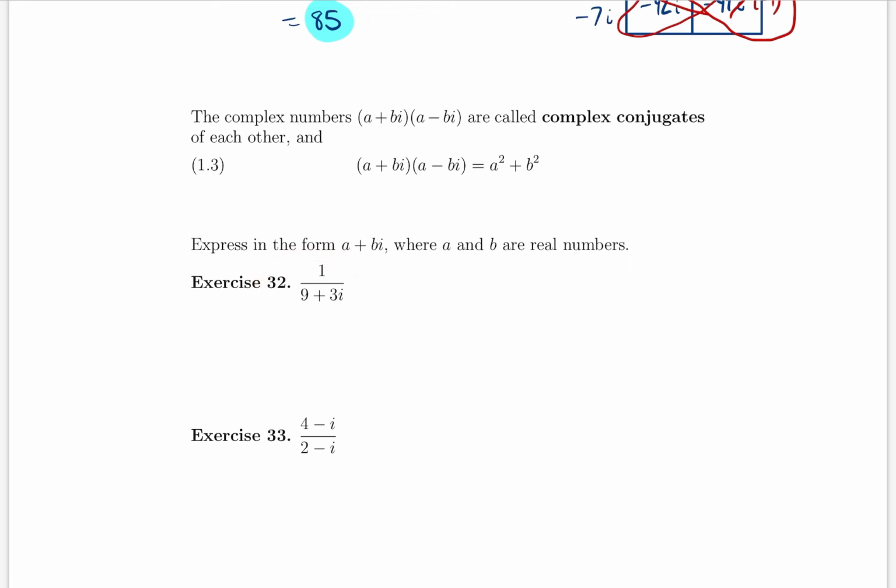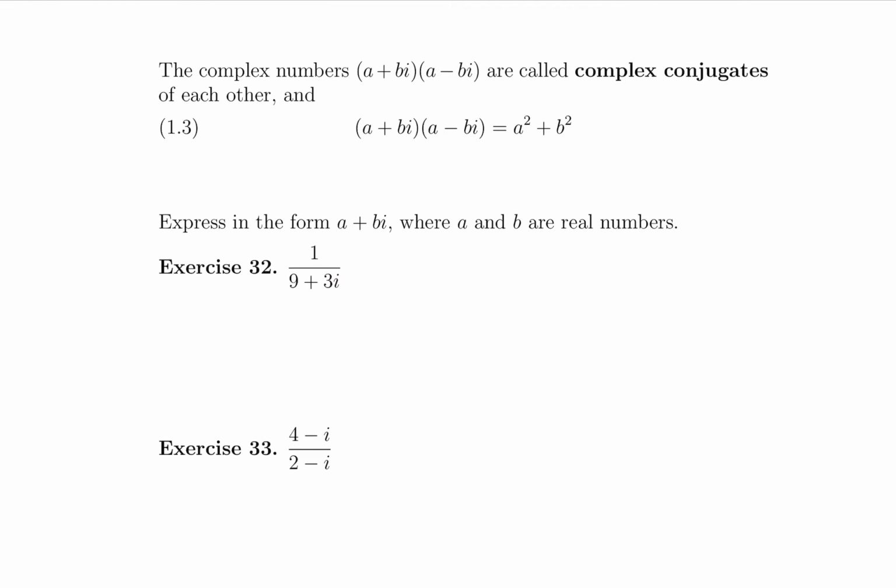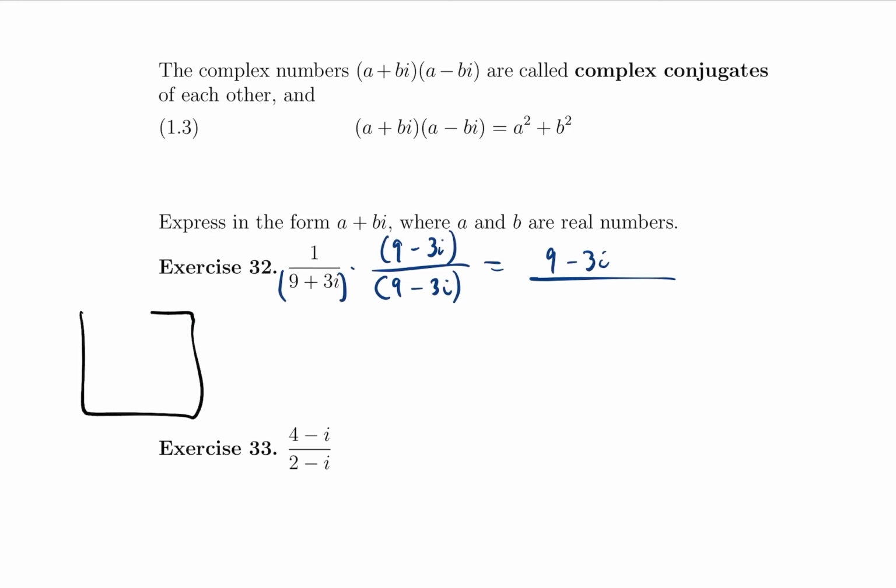This is similar to rationalizing a denominator because i is really radical negative 1, and it's in the denominator, so we're sort of rationalizing. And the way we do that is similar to before. We're going to multiply by the complex conjugate, which is 9 minus 3i, top and bottom. The top is just going to be 9 minus 3i. The bottom, we can do that box method again.